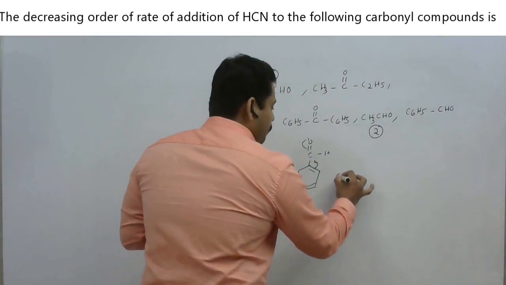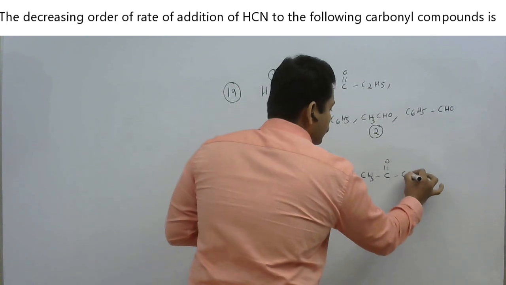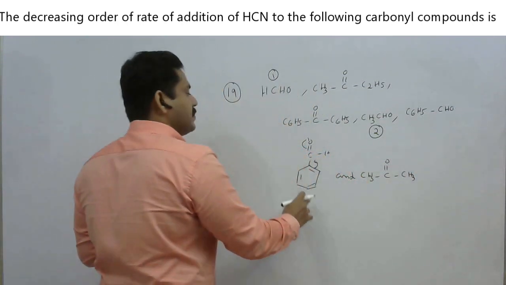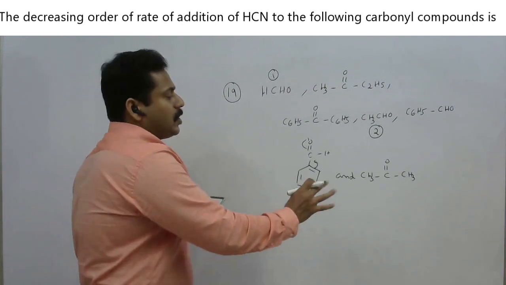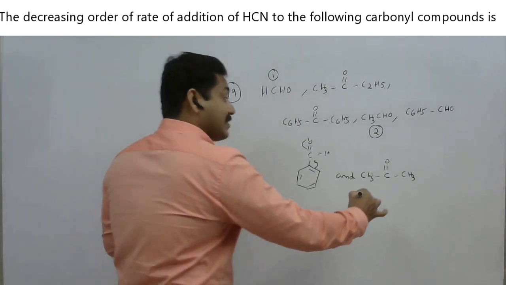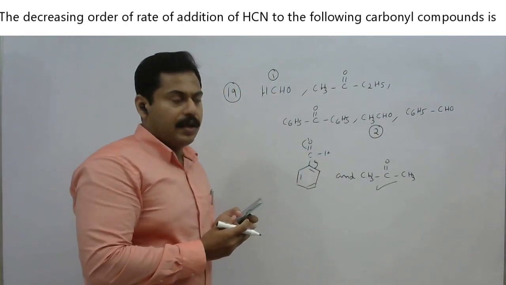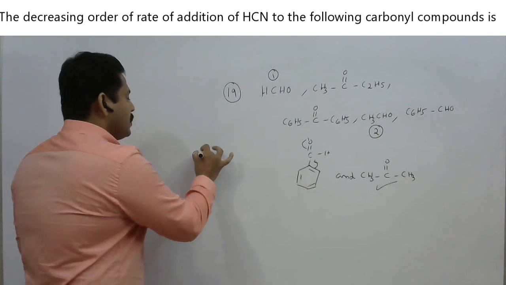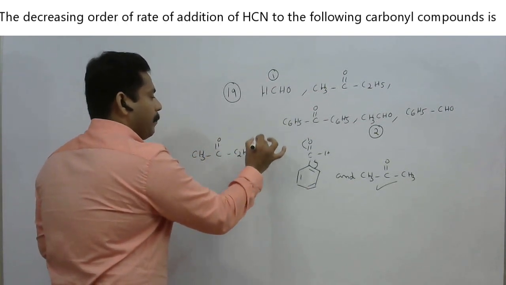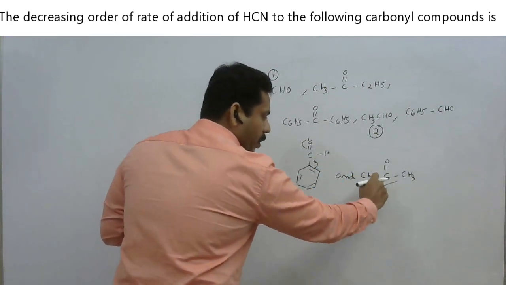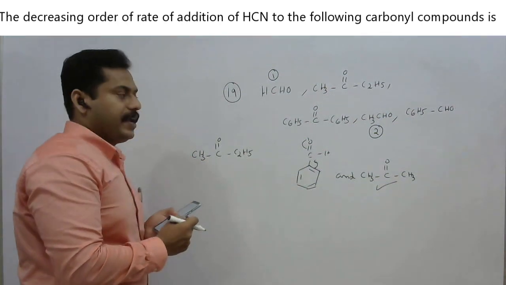Now when I take this benzaldehyde and acetone, competition starts. Here the +I effect is there, here the -R effect is there. So whenever the competition starts, here acetone will be the winner. But here we don't have any acetone. Instead of acetone, we have CH3, C=O, C2H5 only. So if it is acetone, this will be the winner. This will have more rate towards the nucleophilic addition reaction.